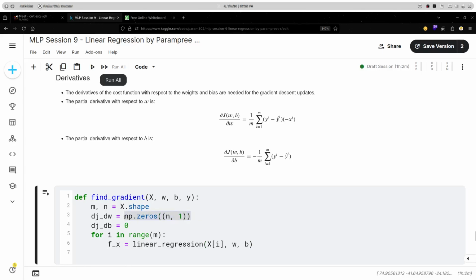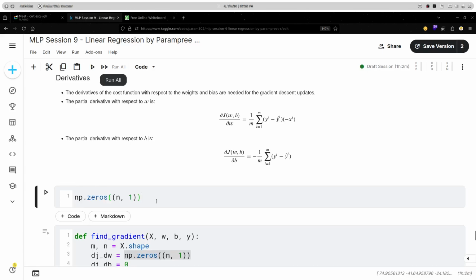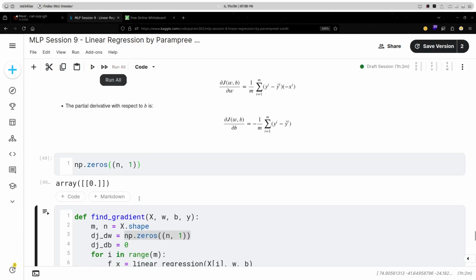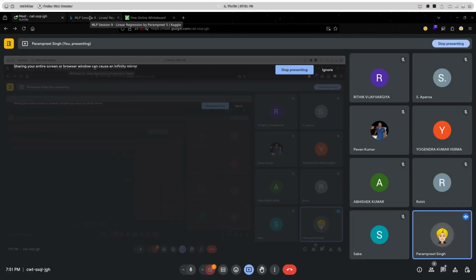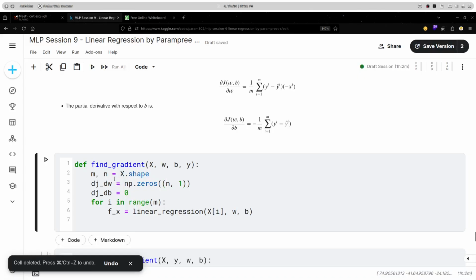Actually, np.zeros of (n, 1). So what does it actually do? It is an n by 1 matrix, right? It places one column with 1,000 zeros, or the number of features we have. Here we have n equals 1, so we'll get only 1. Because we have w as a gradient vector of slopes, that's why I'm creating an array rather than a scalar value 0.